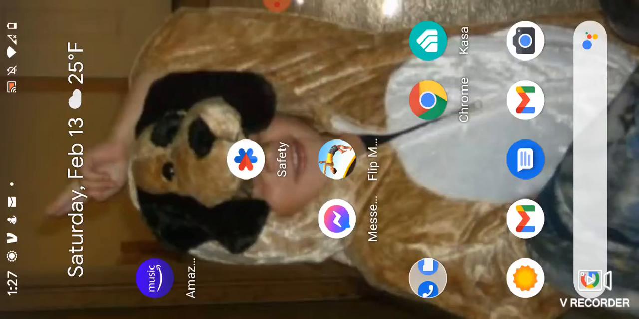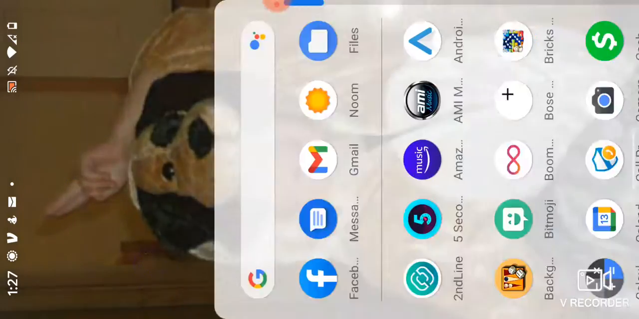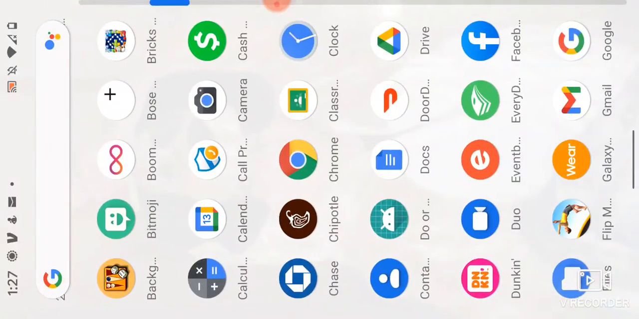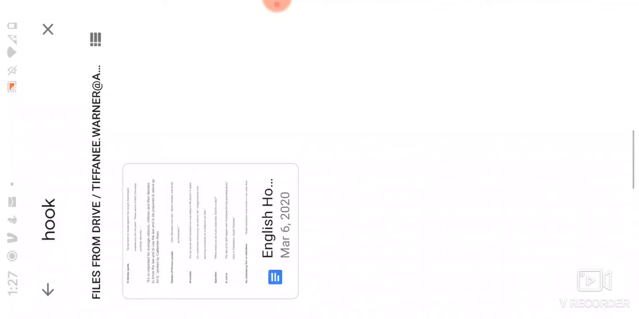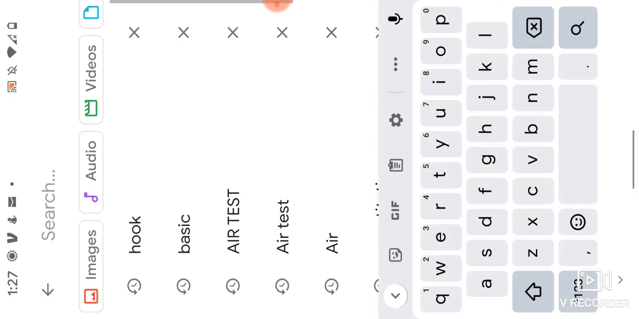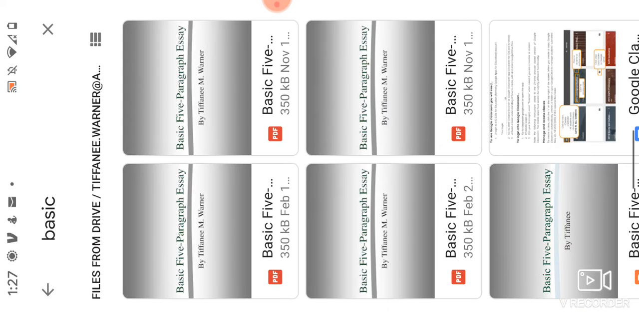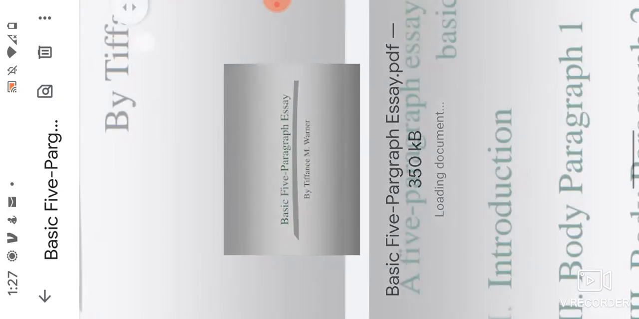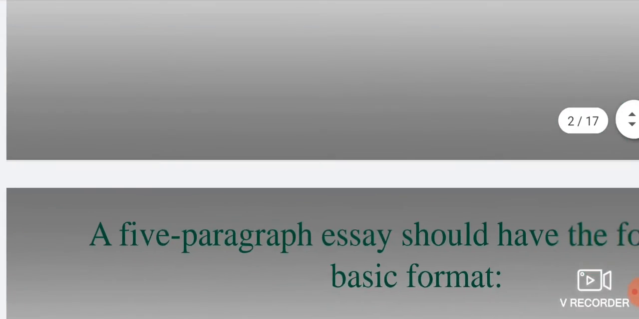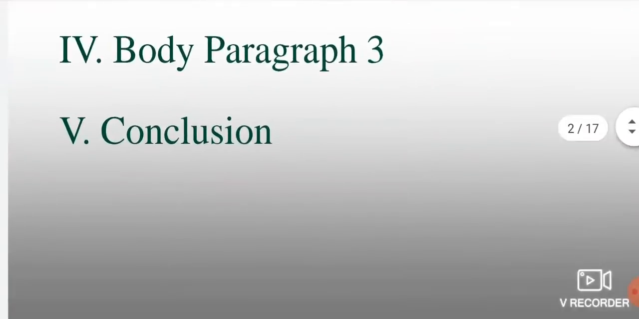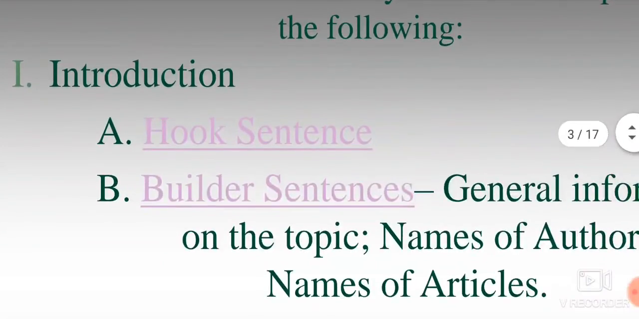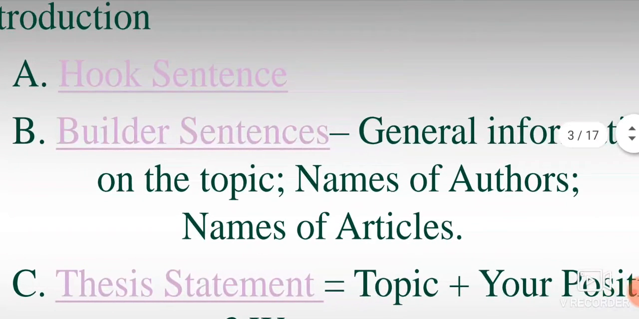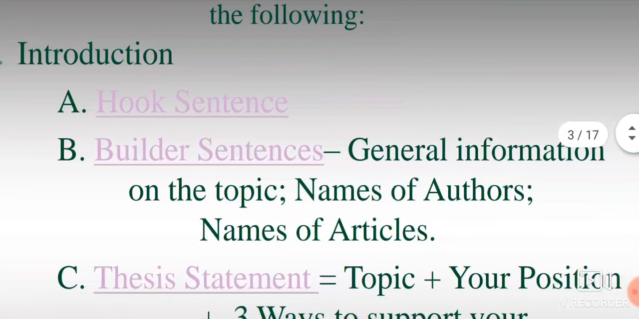And now we're going to go back to the passages, or to the introduction paragraph, and how to write that. Okay, so we did the introductory paragraph as far as the hook sentence is concerned. Now we want to take a look at builder sentences. So builder sentences is general information on the topic.